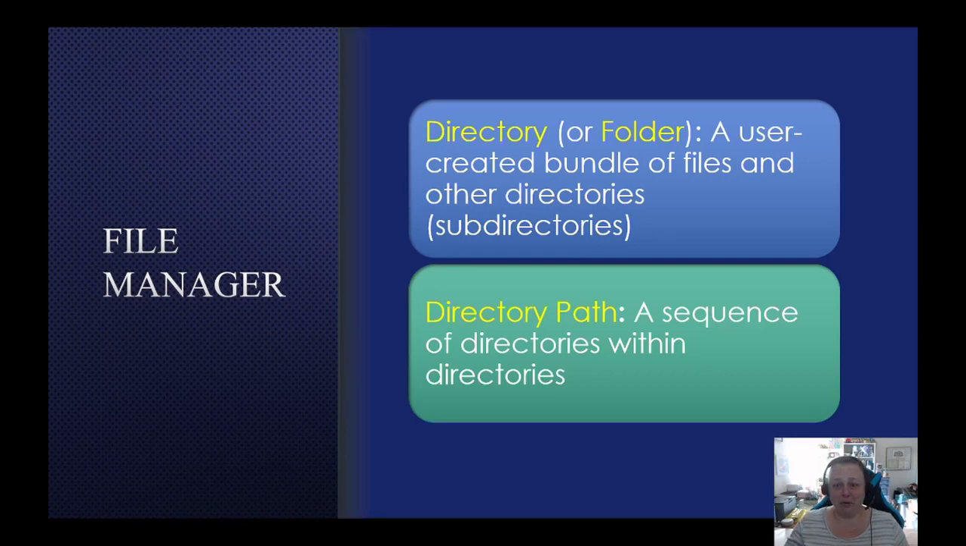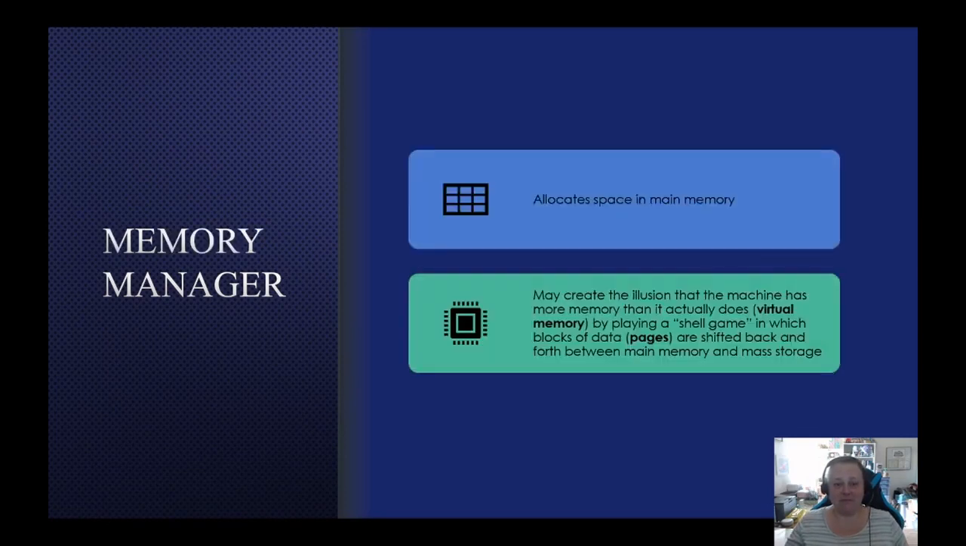Let's take a closer look real quick at memory management. The memory manager portion of the kernel is going to ensure that the main memory of the computer is being used in the best, most efficient way possible. Memory managers can actually create an illusion that your computer has more memory than it really does. It does this by creating something called virtual memory. Virtual memory is going to be a reserved space on the computer in the mass storage that is going to be used as if it were main memory.